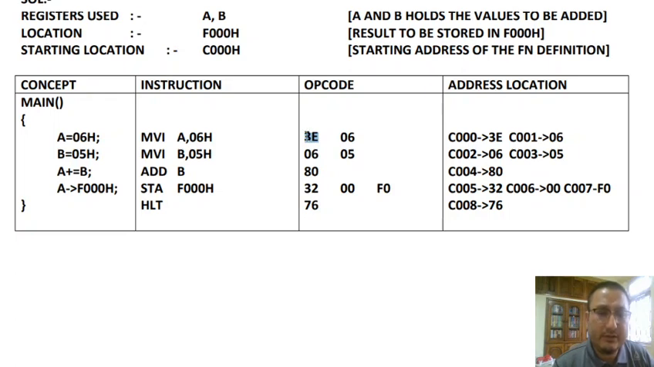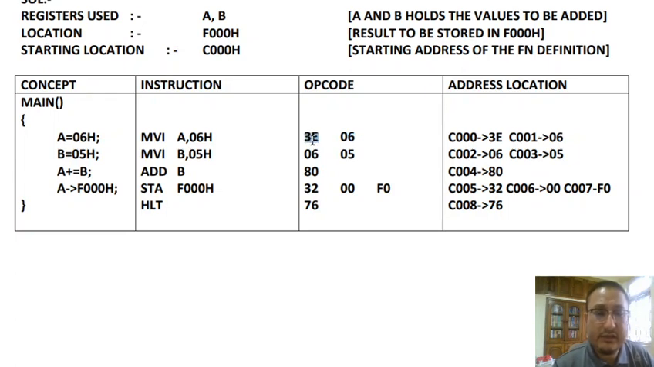I'll come to that. Please don't worry about it. 3E is the representation for MVI A. Now likewise, 06 is the value. So 06 is immediately stored after the executable code for MVI A. I'll again repeat it: 06 is immediately placed after the executable code for MVI A.